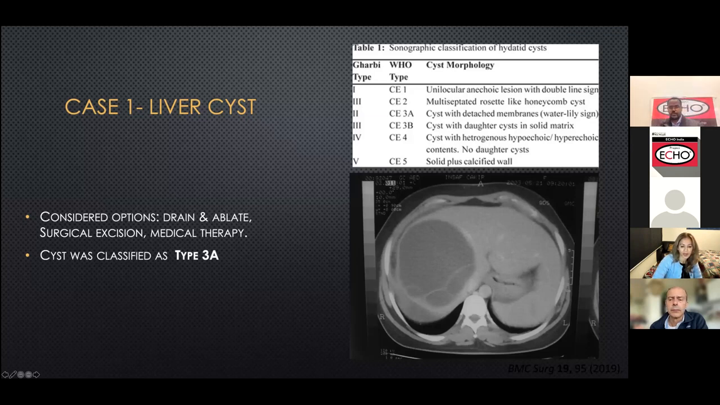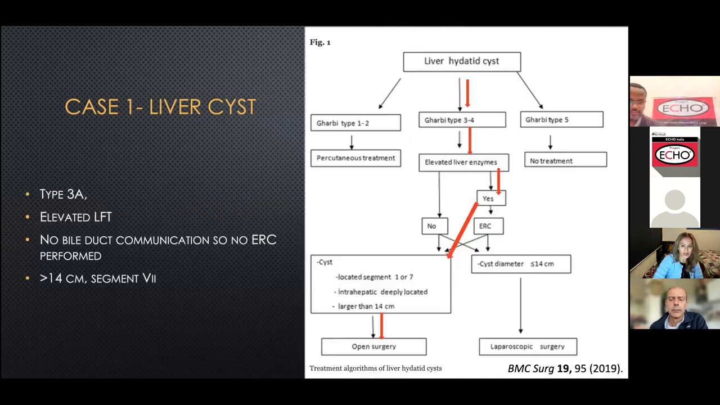So how would we go about treating this? Well, in 2019, the BMC published this lovely little treatment algorithm, which I found to be quite useful going through this. So you have a liver hydatid. If we follow it down, she's a Gharbi type 3 because she's got complex cysts with membranes that are floating. Yes, she had abnormal liver function tests. However, in her case, I'm not sure that the abnormal liver function tests were really related to the hydatid disease. She was moderately obese. She drank a fair bit. Nevertheless, if we say that it is, then yes.